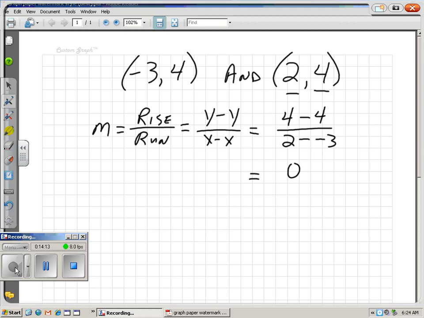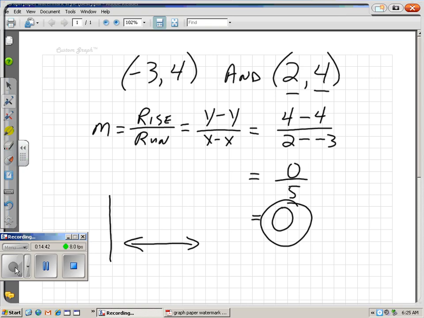So we got 0 on top. 2 minus -3 is really 2 plus 3, which turns into 5. Now the question is, is that undefined or is it 0? And if you can't remember, just plug it into your calculator, and your calculator will tell you. If you do 0 divided by 5 on your calculator, it will give you an answer of 0, which is a number and a slope. It's a real number and a real slope. So that means we're talking about a horizontal line that doesn't rise, okay? If you plug it into your calculator and get undefined, then you know you're talking about a vertical line, which we can't define the slope.